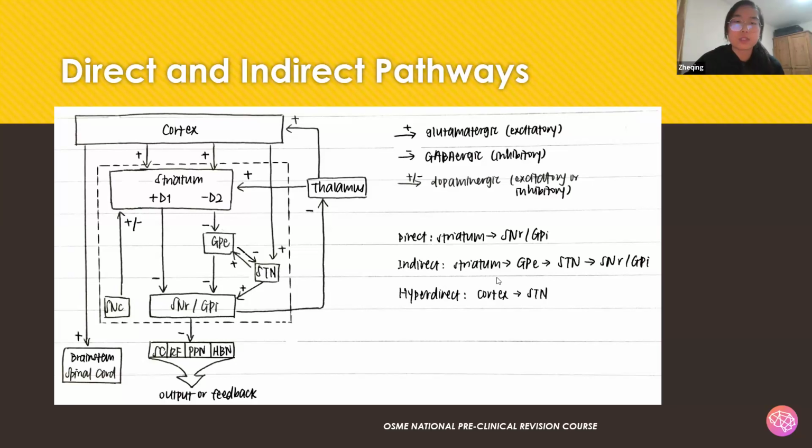Yeah, so sorry, let me look at the questions. Okay, to address the other question, the hyperdirect pathway, I think you don't really have to know. It's just a pathway from the cortex directly to the STN. And it helps with the facilitation of movement because it stimulates GABA neurons in the globus pallidus and the substantia nigra, which then inhibit neurons in the thalamus. I'm actually not too sure of the function myself, because I think it's quite an extra information kind of thing.